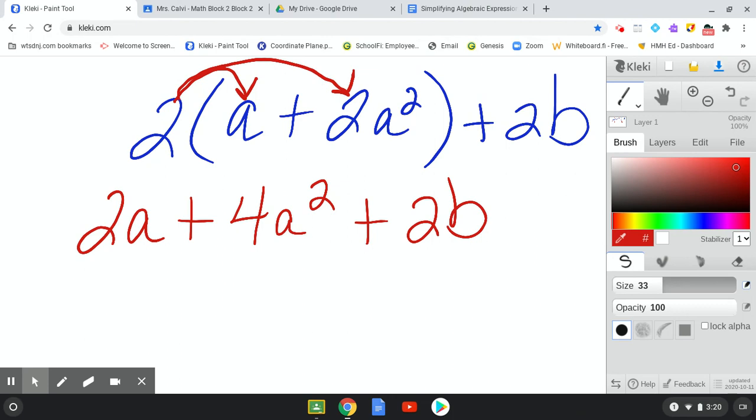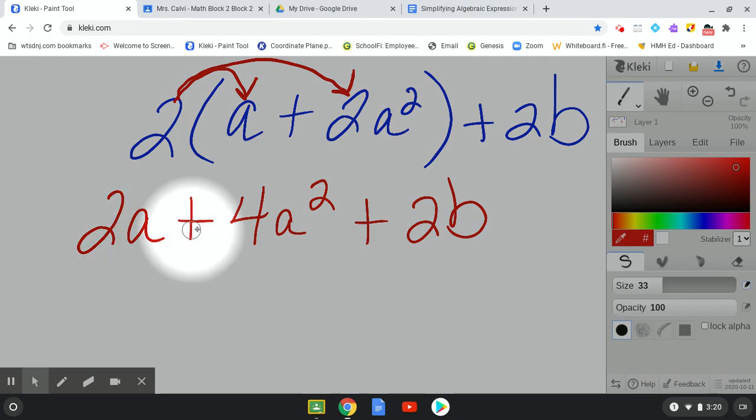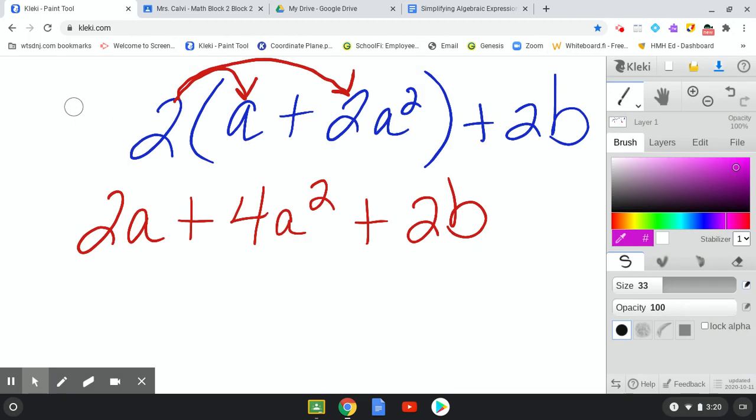So now I'm looking, is there anything that I can combine? Well, I have 2a, 4a squared, and 2b. Well, I have 2a's, but this one has an exponent of 1, and this one has an exponent of 2. So those are not like terms. I cannot combine them. So there isn't anything I can combine here, but my final answer should be going in descending order of exponent. So my largest exponent should be going first, okay?